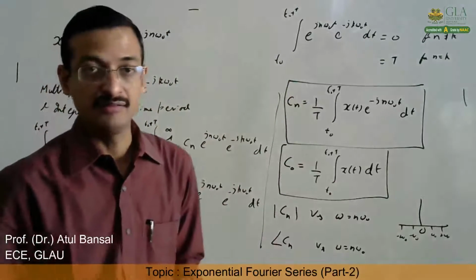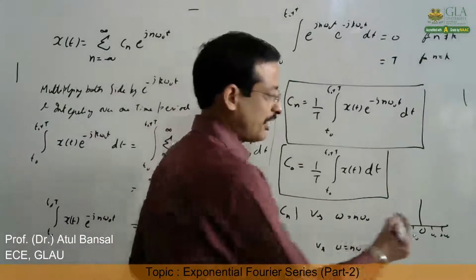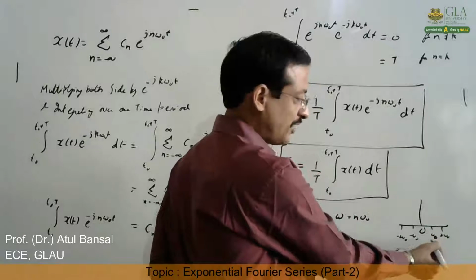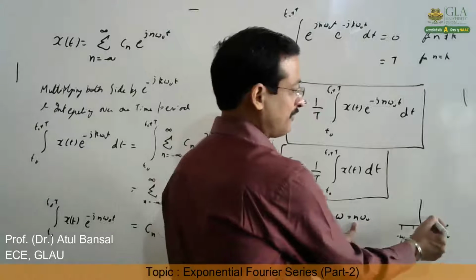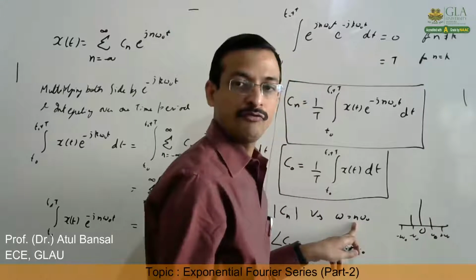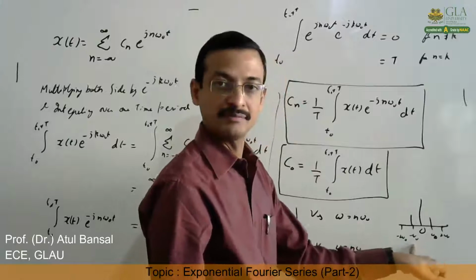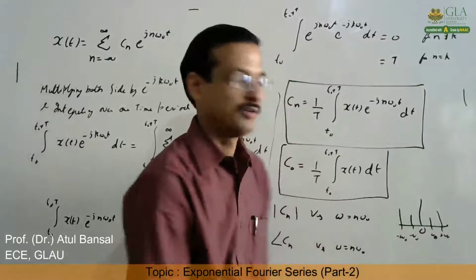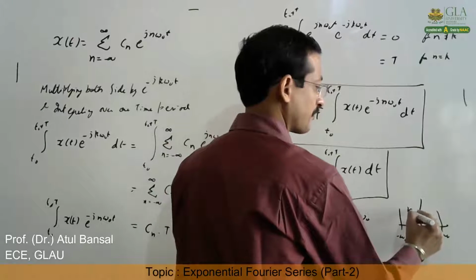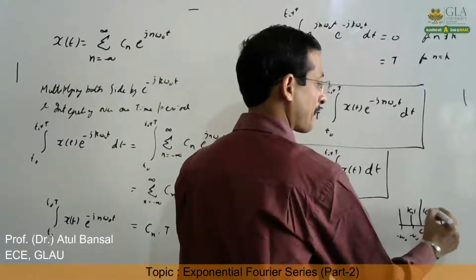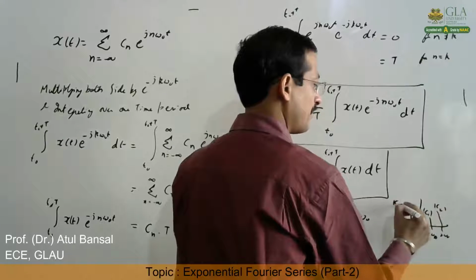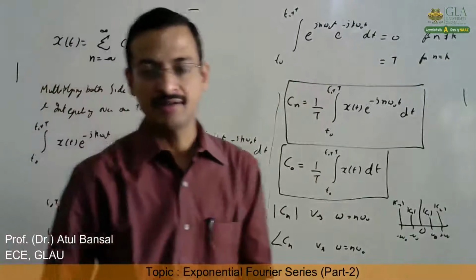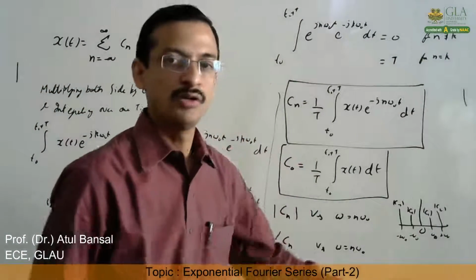Secondly, the magnitude spectrum is always even symmetrical. That means the magnitude of C1, C1 meaning 1 omega naught, n is equal to 1, will be the same as C of minus 1, that is n equal to minus 1. And C2 will be equal to the same as C of minus 2. And in the same way, the phase spectrum is odd symmetrical or anti-symmetrical across the y-axis.